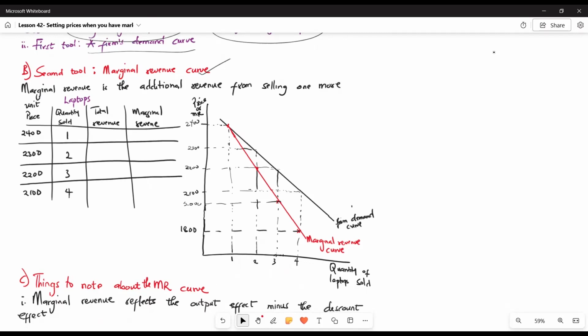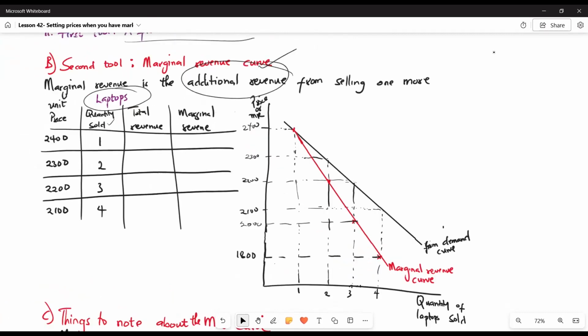So, marginal revenue is simply the additional revenue from selling one more unit of any product. So, it's simply calculated as the change in total revenue from selling one more unit. So, let's consider an example of laptops. We have the prices and the quantity sold, or the quantity demanded. Now we are going to use this information to calculate our total revenue and marginal revenue. So our total revenue formula is simply the price of the good times the quantity sold.